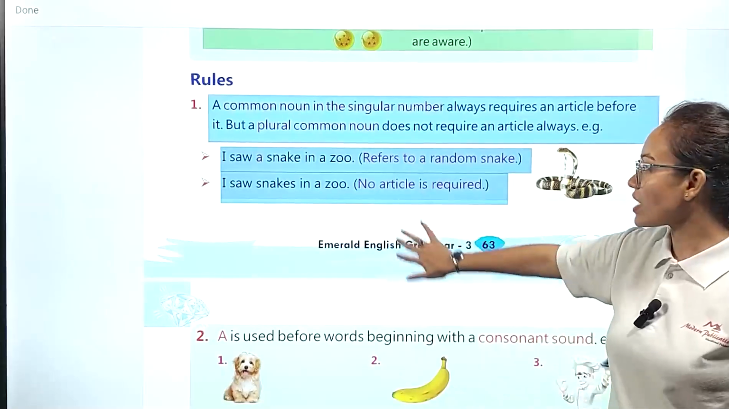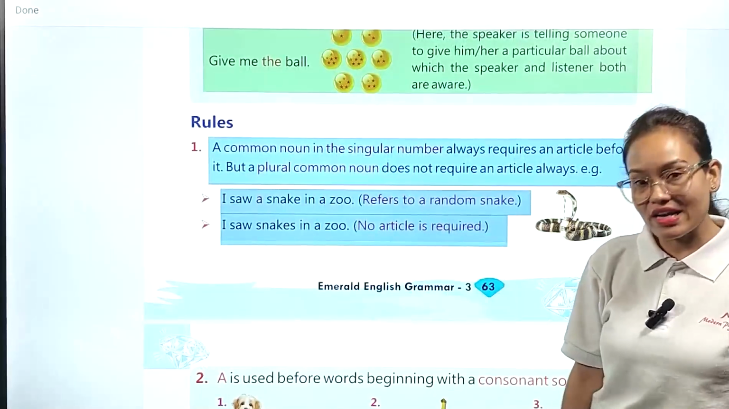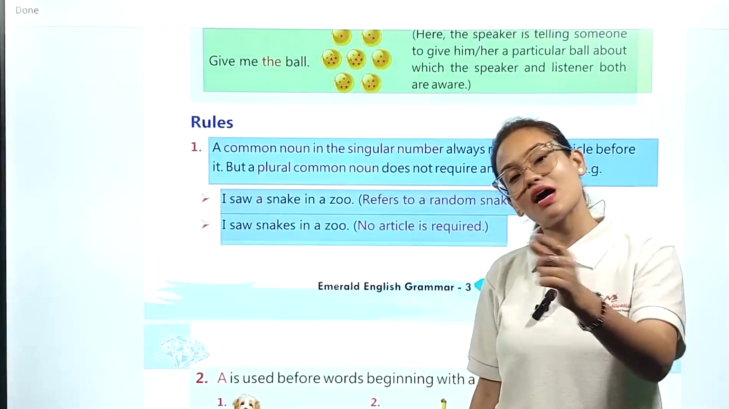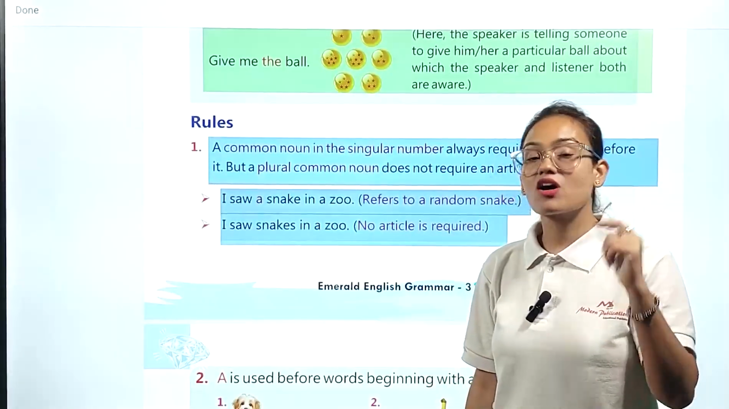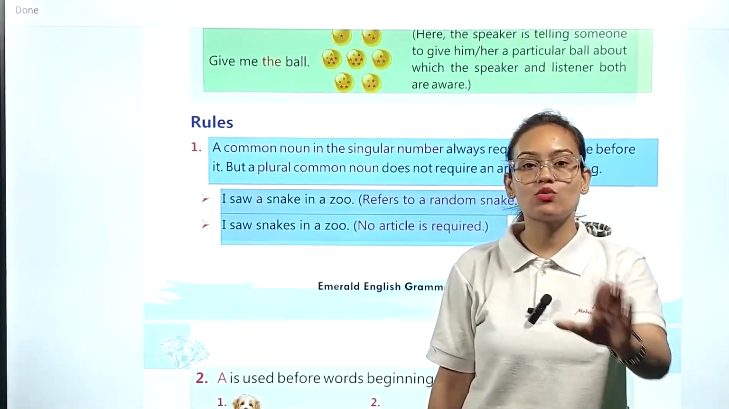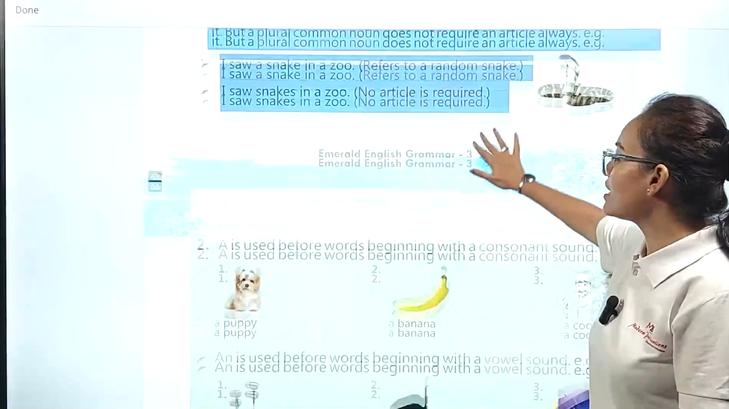I hope this rule is clear to you all. Whenever a common noun is present in singular form, we add an article with it. Whenever a common noun is present in its plural form, it doesn't require any kind of article. Now, rule number 2.